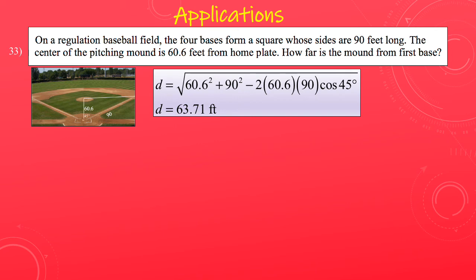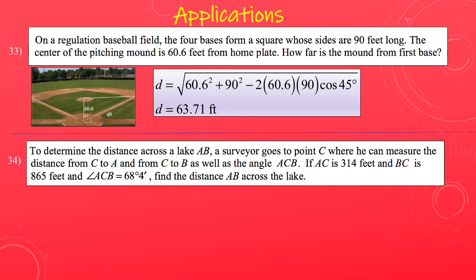And since we have a square on the baselines, then the angle from the pitching mound to home plate to first base must be 45 degrees. And of course, the side of the baseline is 90. Therefore, we have a side angle side situation, and therefore the distance opposite the 45 degrees will be the square root of 60.6 squared plus 90 squared minus 2 times 60.6 times 90 times cosine of 45 degrees, and we get the distance is 63.71 feet.